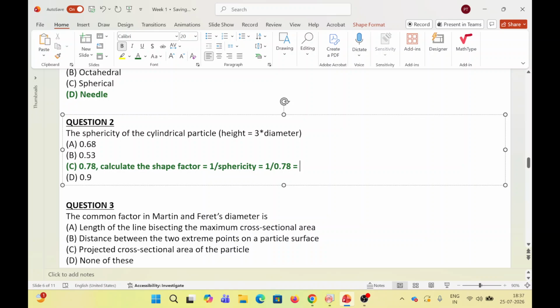Okay, then let's progress towards question 3. Question 3: the common factor in Martin's and Feret's diameter is A, length of the line bisecting the maximum cross-sectional area. B, distance between the two extreme points on a particle surface. C, the projected cross-section area of the particle. And D is none of these. Somebody said the answer was D, none of these. Anyone else?